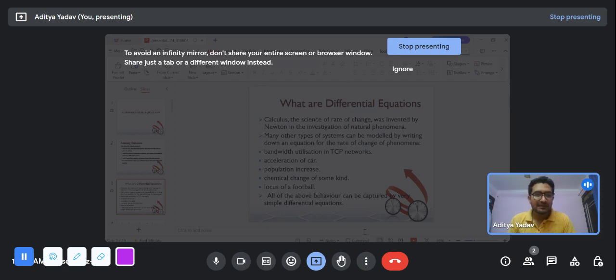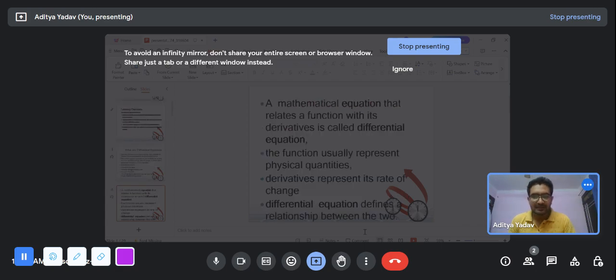There are many types of systems that can be modeled by writing down an equation for a rate of change of phenomena. We have some examples: bandwidth utilization in TCP networks, acceleration of a car, population increase, and in chemistry labs, you can calculate the time of chemical change of some compound, velocity of a football. All of the above behavior can be captured by very simple differential equations. So that's a basic idea.